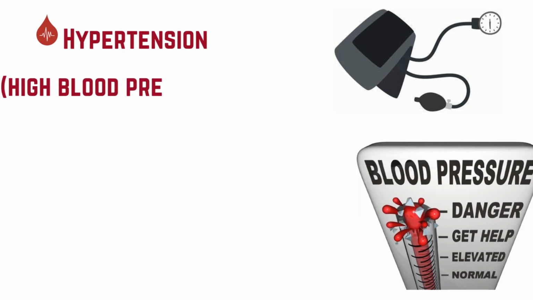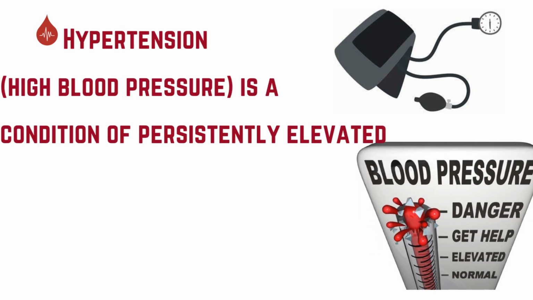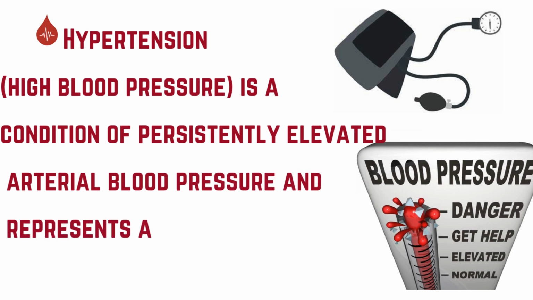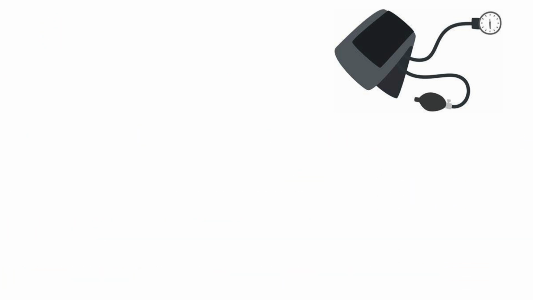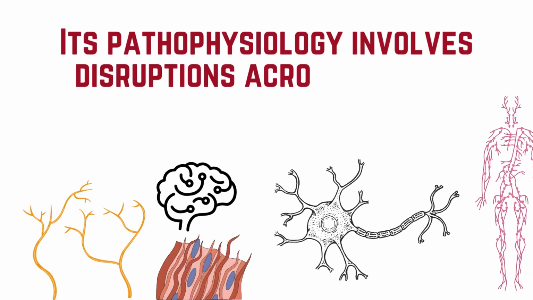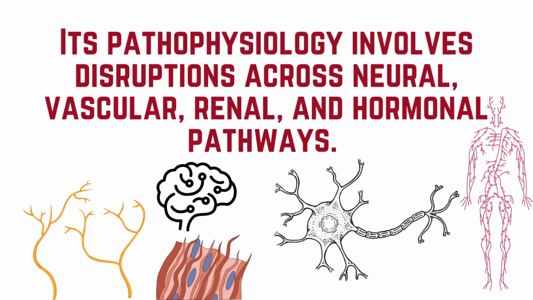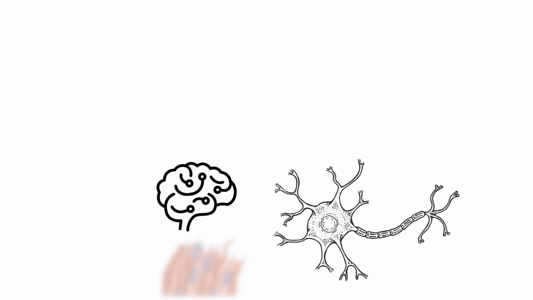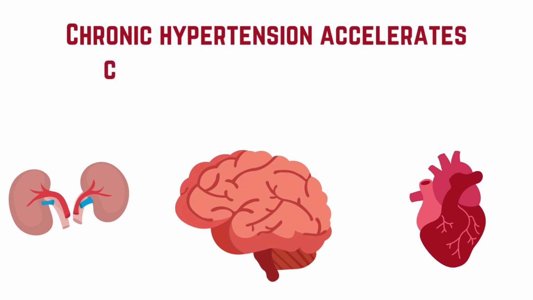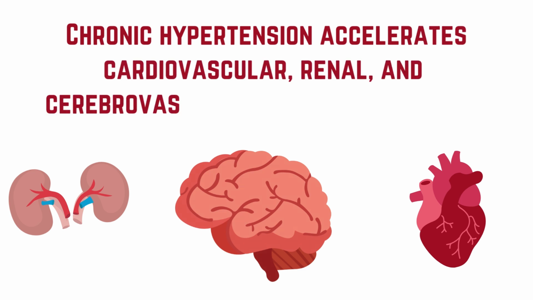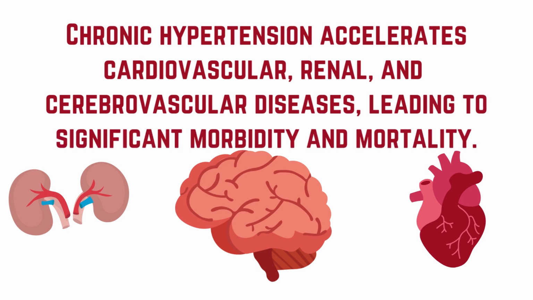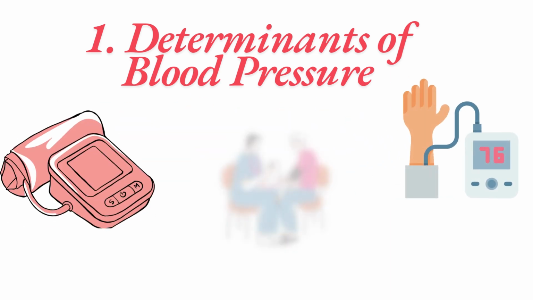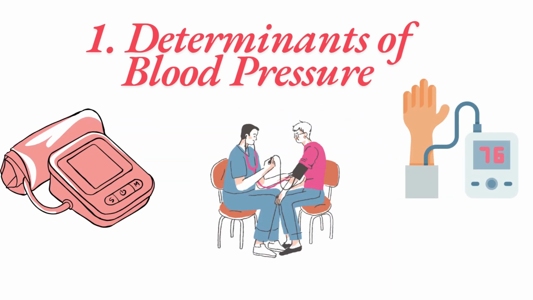Hypertension, high blood pressure, is a condition of persistently elevated arterial blood pressure and represents a complex interplay of multiple physiological systems. Its pathophysiology involves disruptions across neural, vascular, renal, and hormonal pathways. Chronic hypertension accelerates cardiovascular, renal, and cerebrovascular diseases, leading to significant morbidity and mortality. Below is an exhaustive, layered explanation of its mechanisms, beginning with the basics and moving into detailed systems.